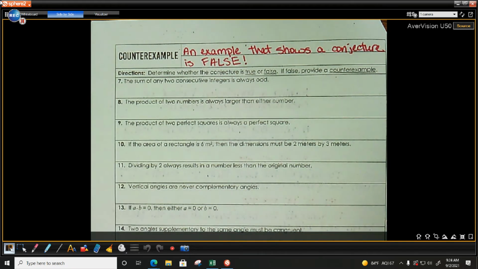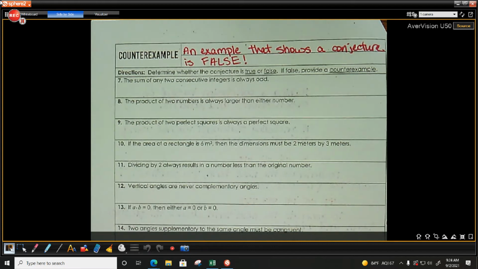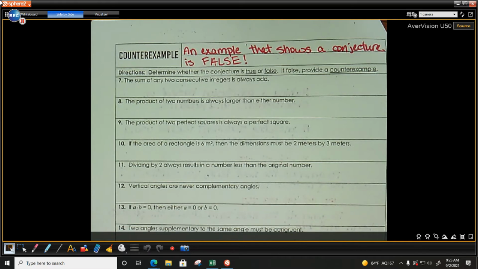So we are going to look at a bunch of different conjectures. And we're going to determine if it's true or false. Okay, it's true if we can't think of any counterexamples. It's false if we can come up with something that makes it not true. And then we're going to say what our counterexample is. Okay, so if it's true, you don't need to put a counterexample. If it's false, then we put what our counterexample is.